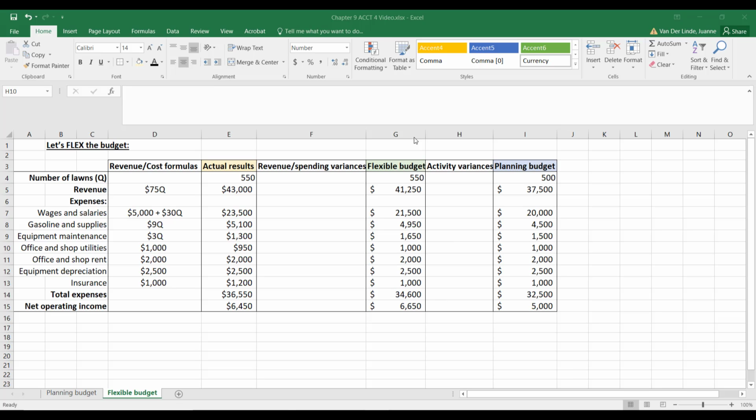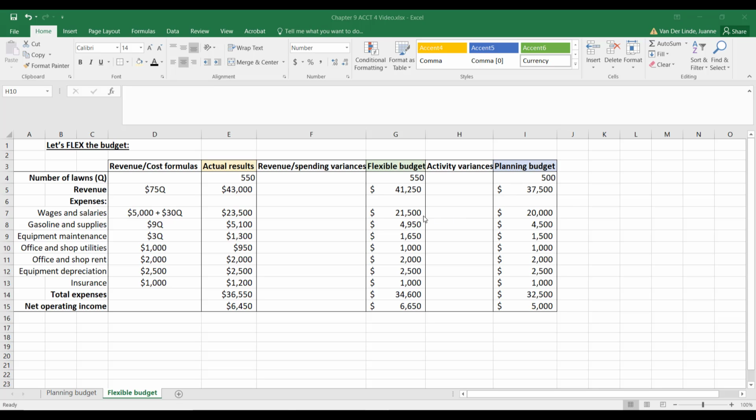Now that we have our flexible budget completed, right in the middle here, we can go ahead and calculate the different variances. So anytime that you're comparing your flexible budget numbers to your planning budget numbers, any differences are going to be called activity variances. The reason for that is because both budgets, the planning and the flexible, use those same cost and revenue formulas. The thing differentiating the two is the level of activity used.